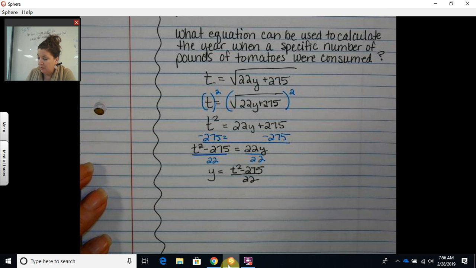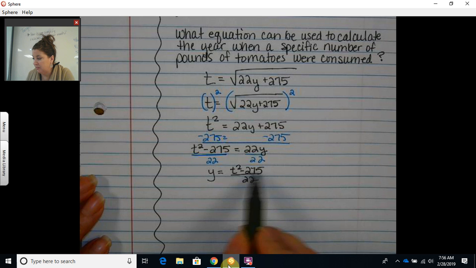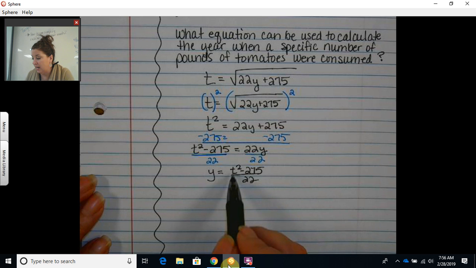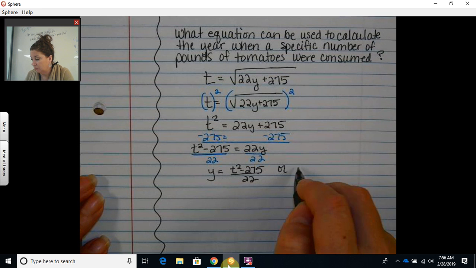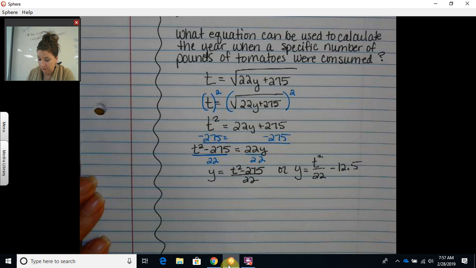So that would be my equation for y, which is the number of years since 1980. If I did 275 divided by 22, I get 12.5. So if I wanted to write that as t squared divided by 22 minus 12.5, I could do that as well. It means the same thing. But I can't reduce t squared and 22.